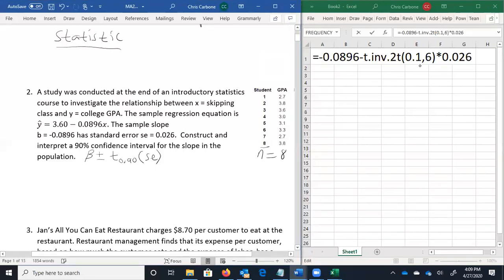This 6 is the degree of freedom for the t-score. And because we were doing the confidence interval, we need to subtract 2 from this value. So the degree of freedom for this t-score for the confidence interval around the slope, we need to subtract 2 from the sample size. So 6.